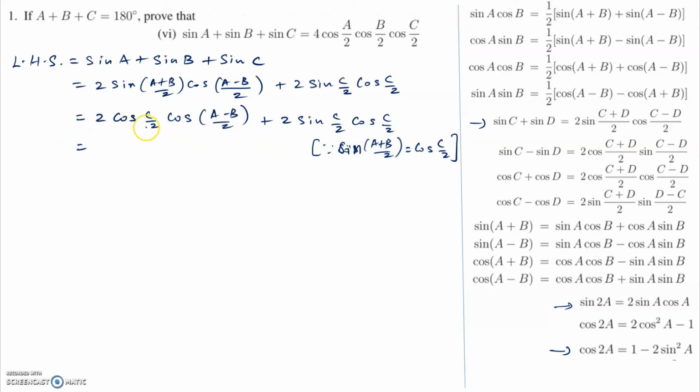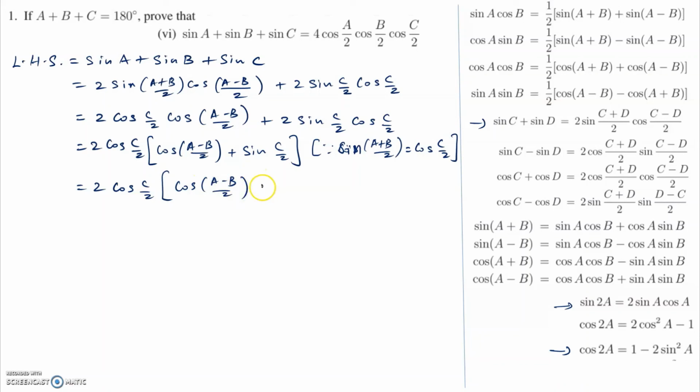So now rearranging this here, taking the cos C/2 and the 2 outside, this becomes 2 cos C/2, and within bracket you have cos (A minus B)/2 plus sin C/2. Again, sin C/2 is nothing but cos (A plus B)/2. So this will become 2 times cos C/2, and within bracket cos (A minus B)/2 plus cos (A plus B)/2.